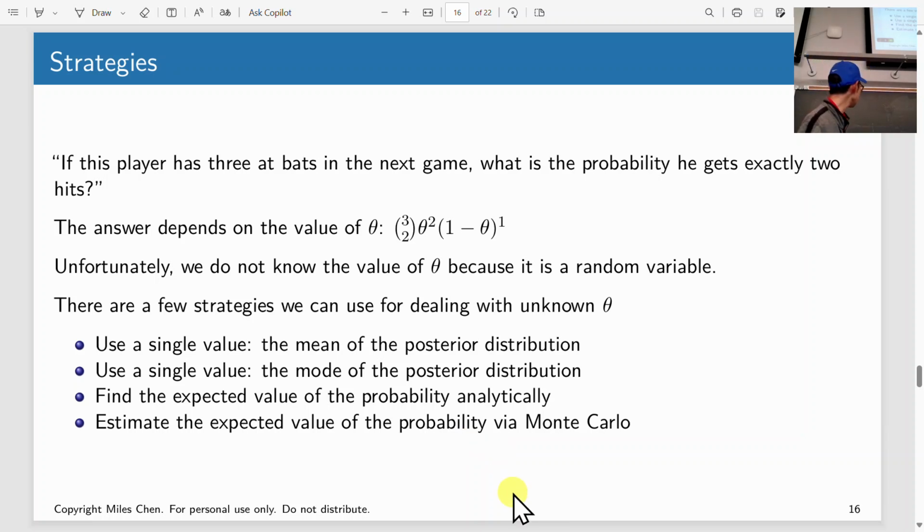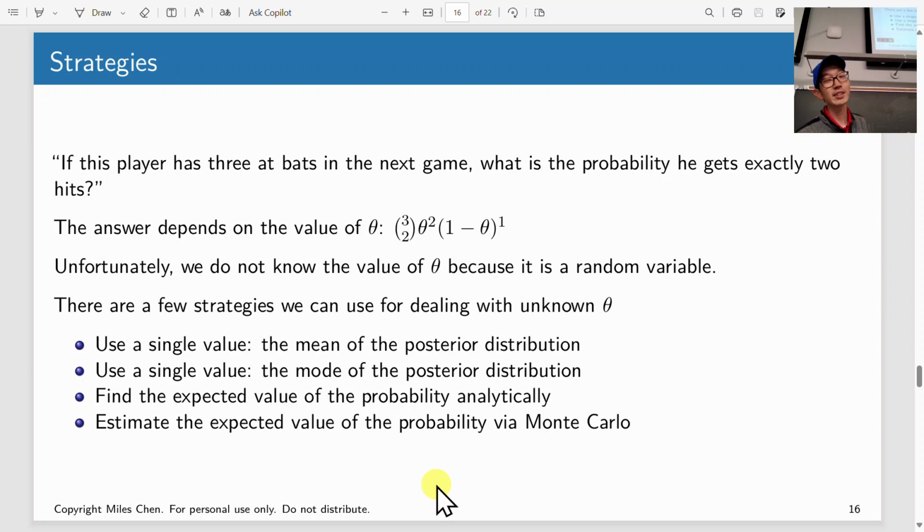And the issue is that we don't have a single value for theta. Theta could technically be any value between 0 and 1. We have a probability distribution that says some values of theta are a lot more likely, and other values are not as likely. So here are a few options. One is you could just use the mean: plug in the mean of the posterior distribution and get a number. Another is to use the mode of the posterior distribution, a single value, and plug that in.